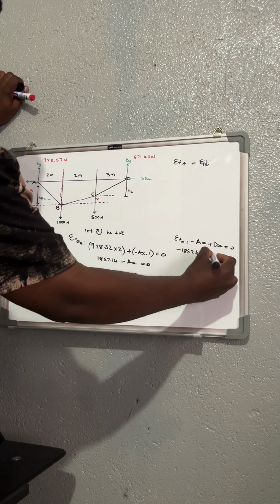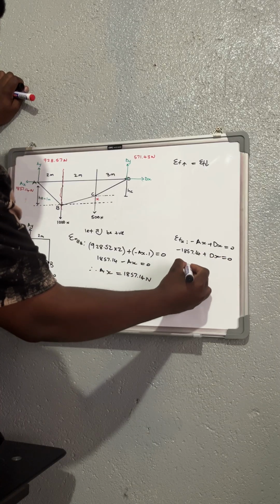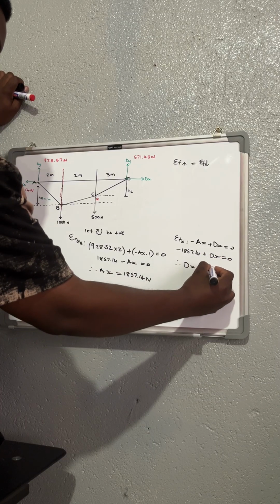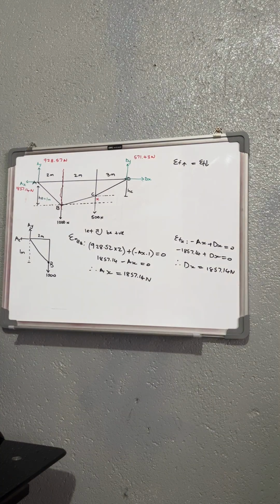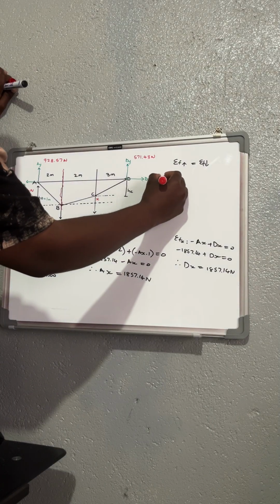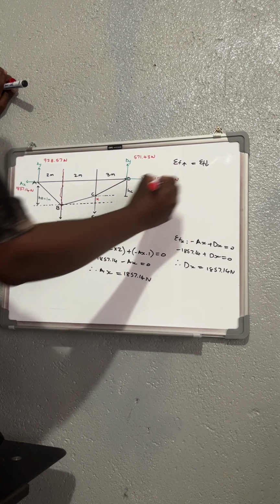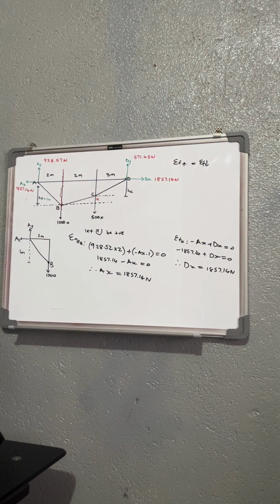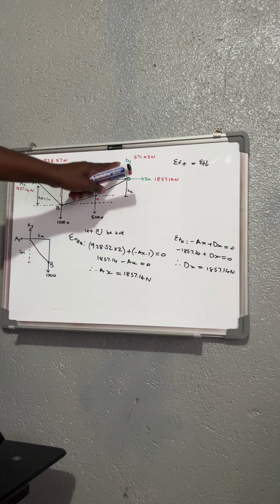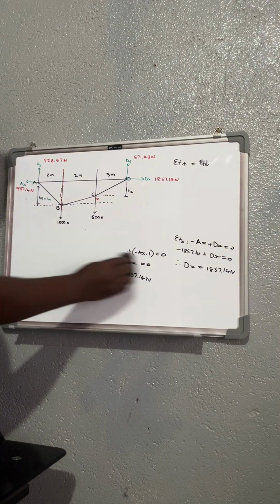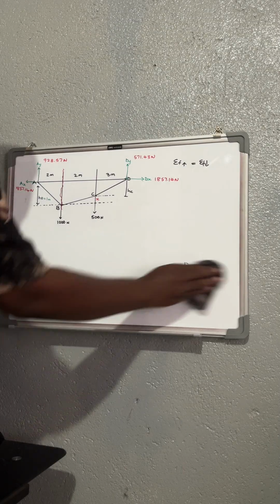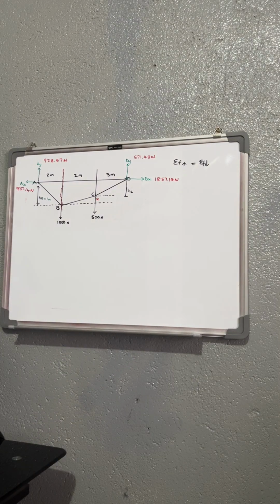1857.14 plus our dx. This will be equals to 0. Therefore, dx is also equals to 1857.14 Newton. Then we can come again this side and say we have our 1857.14 Newton. See? So okay, we're done with our AY and AX and DX and DY. So what's next? What's next for you is to look at your endpoints.